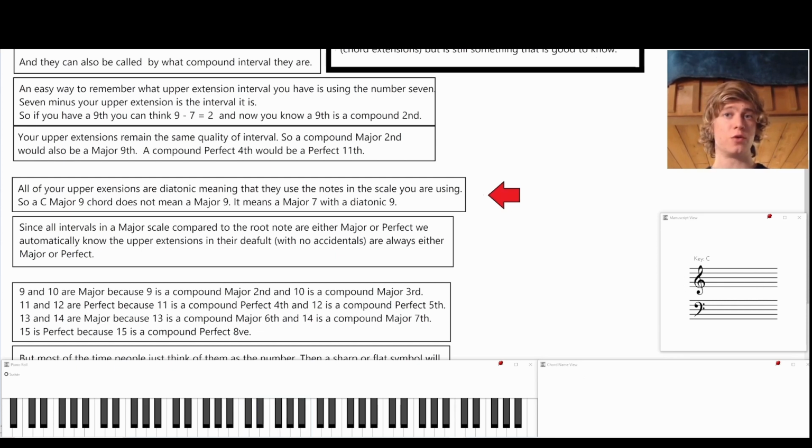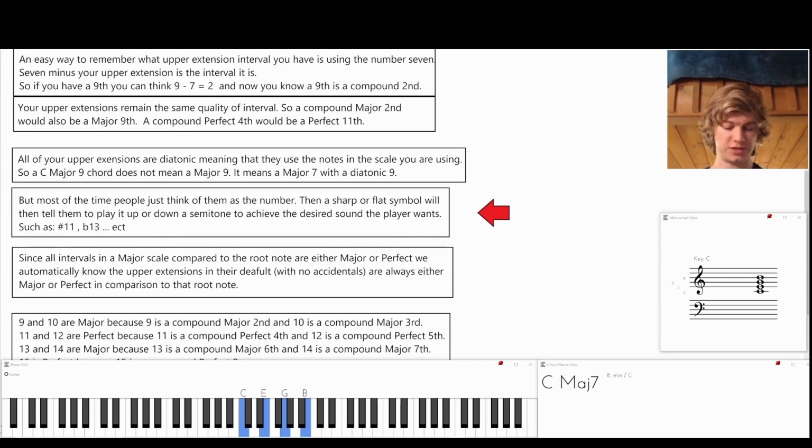Furthermore, a major 9 chord does not mean that we're using a major 9. What it actually means is that we're using a major 7th with a diatonic 9th on top of it. Okay, so now if you're wondering, wait, a second ago I was just saying that this is a major 9th because it's using the same interval as the major 2nd. And yes, that is 100% correct. The only thing is that when we're looking at this C major 9 chord, all that I'm saying is that when it says C major 9, that means we have a C major 7 with a 9 on top of it. And since it's always diatonic with these upper extensions, it's a diatonic 9.